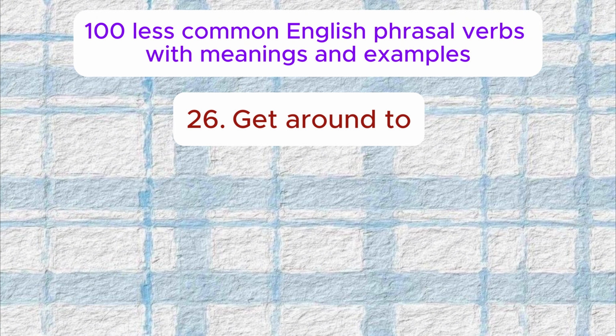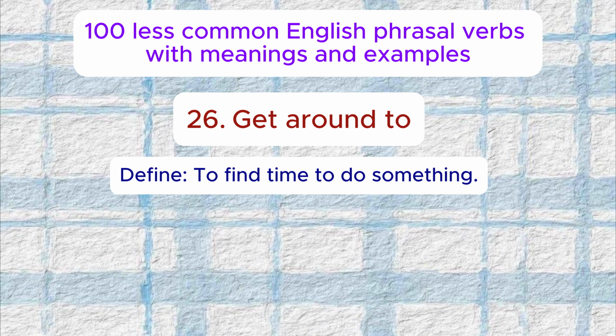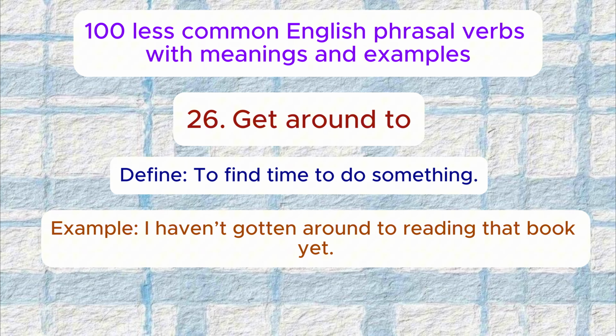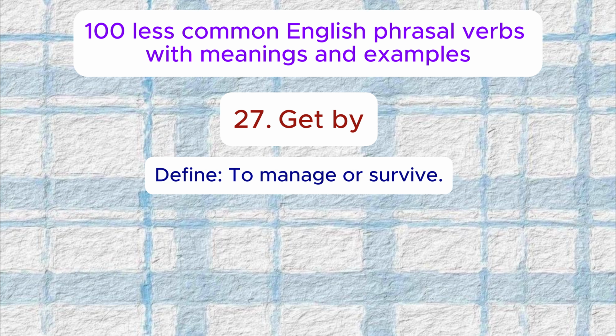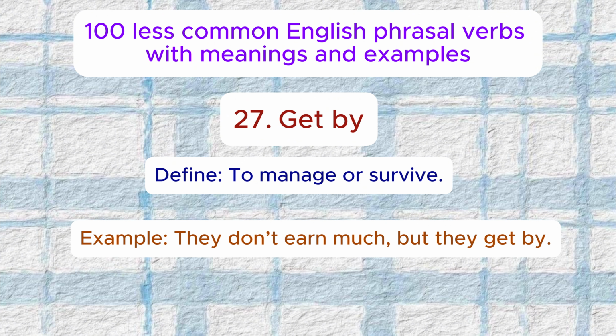26. Get around to. Define, to find time to do something. Example, I haven't gotten around to reading that book yet. 27. Get by. Define, to manage or survive. Example, they don't earn much, but they get by.